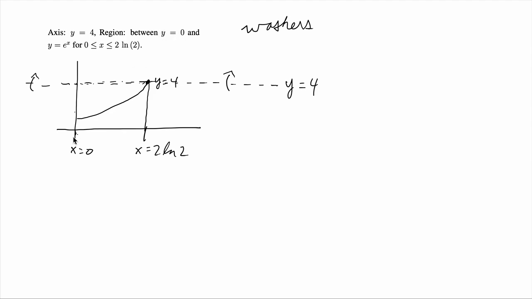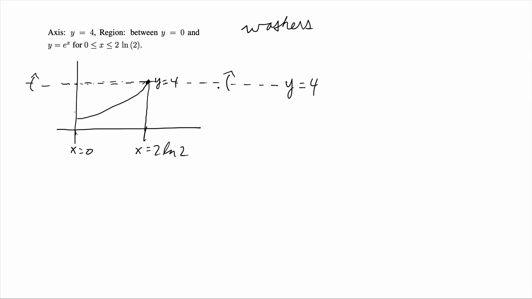y equals 0, that's the x-axis. y equals e to the x, that's an exponential curve. And at 0, it's going to be 1, so it intersects the y-axis. That's the y value at that point. And the y value when x is equal to 2 natural log of 2 is going to be 4. You can see that because 2 times natural log of 2 is the same thing as the natural log of 2 squared by a log property, which is equal to the natural log of 4. And if you raise e to that, e and natural log cancel, it's going to be 4. Okay, so that's where we're starting.